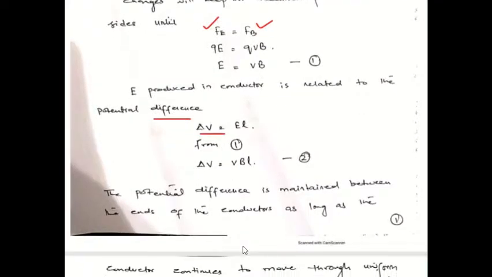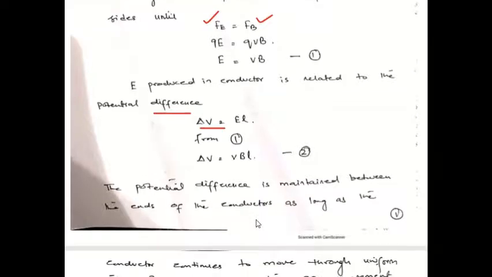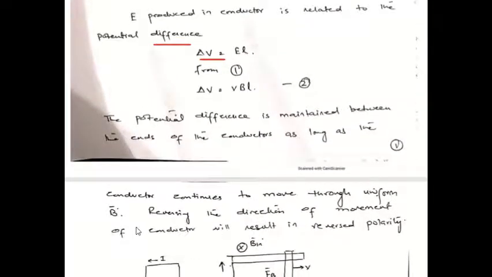Now, the E produced in the conductor is related to the potential difference, and we know that the potential difference is delta V equals EL. From equation 1, we can replace the value of E and we get delta V equals vBL. The potential difference is maintained between the ends of the conductor as long as the conductor continues to move through the uniform magnetic field. The moment we stop the movement of the conductor, the potential difference dies.